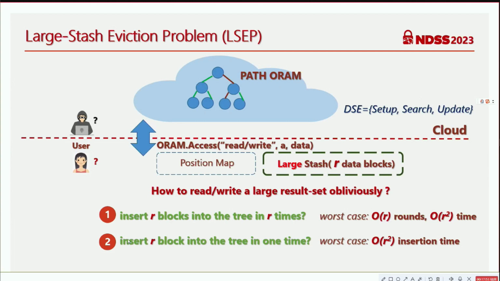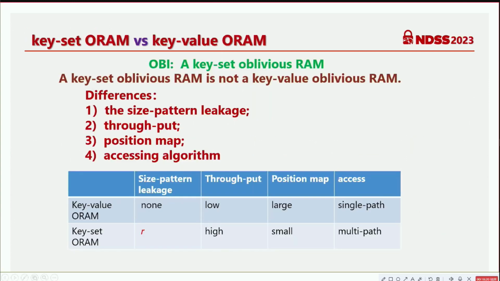Another straightforward idea is to insert all the data blocks into the ORAM tree in one batch. We can add an additional loop to the original PATH-ORAM eviction algorithm. However, this algorithm still consumes big O of R squared time per query. It still suffers from the large stash eviction problem. To address LSEP, we proposed a new DSE scheme named OBI.